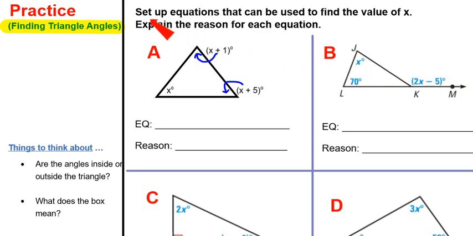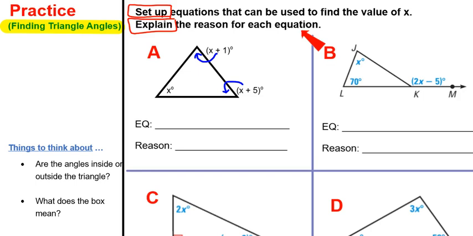And so let's read our directions here. It does say set up equations that can be used to find out the value of x. Explain the reason for each equation. So in these problems, we have to do two things. We need to set up and we need to explain.